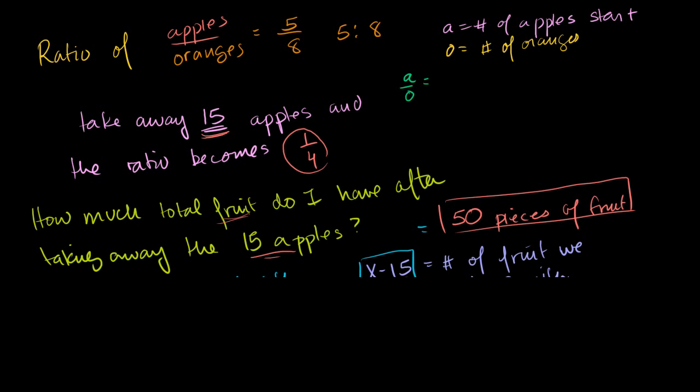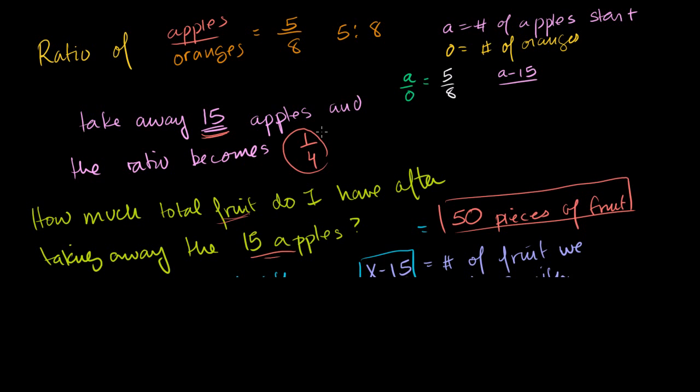So we could write, let me do it in a color that I haven't used before. I actually haven't used white. So we can say that the ratio of apples to oranges is equal to 5 to 8. That's what they tell us, that the number of apples we start with divided by the number of oranges, or the ratio of them, I have to be a little bit more particular, is 5 to 8. Then we remove 15 apples. So if we remove 15 apples, how many apples do we have? We have A minus 15 apples.